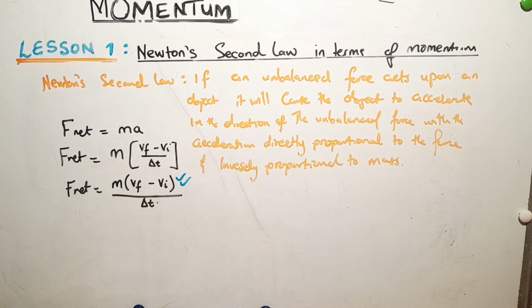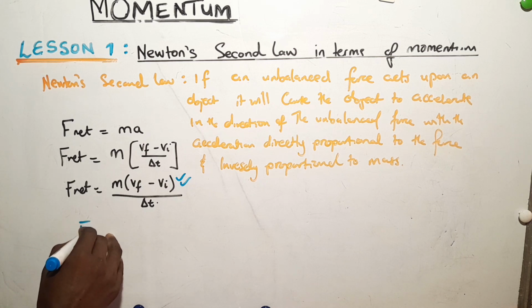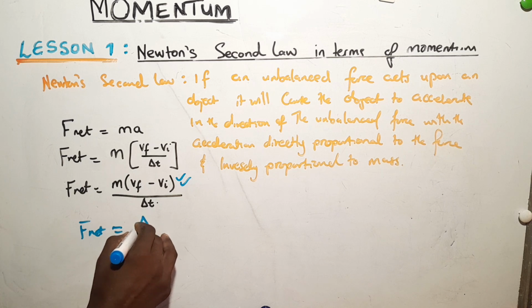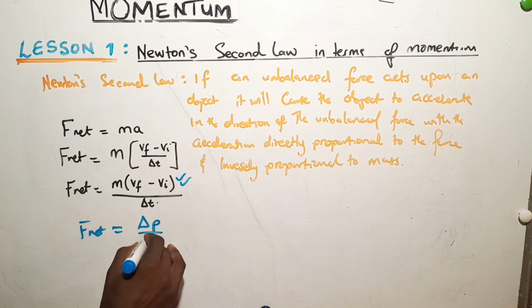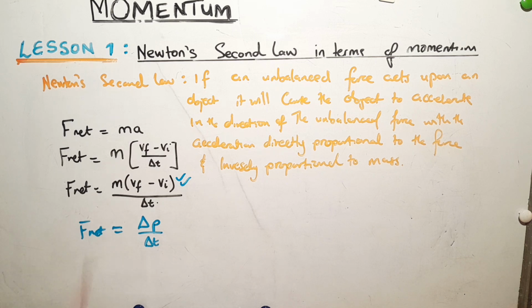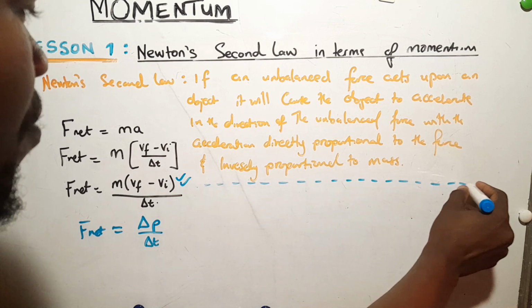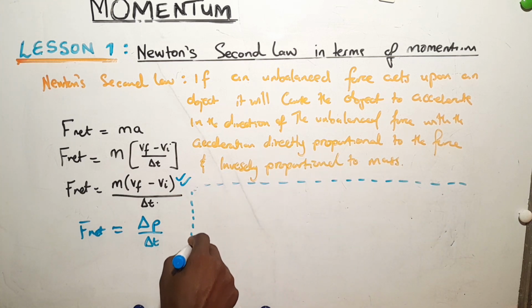Yes, this is the change in momentum. So which means that our F net is equivalent to change in momentum over change in time. Yes, that is equivalent to that. So now we can state Newton's second law in terms of momentum, right? Newton's second law in terms of momentum.